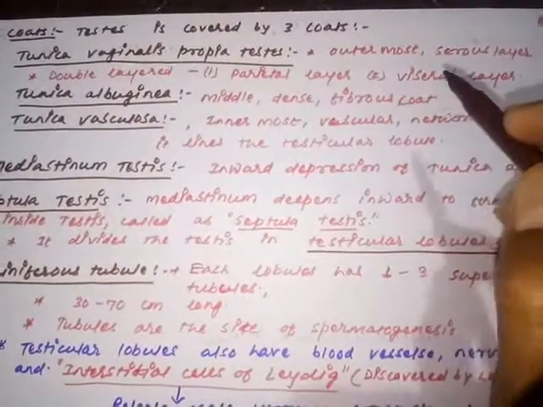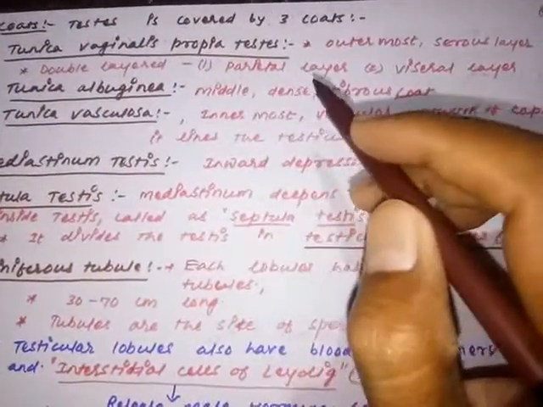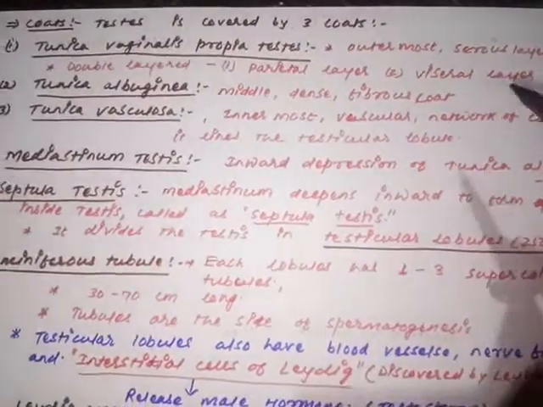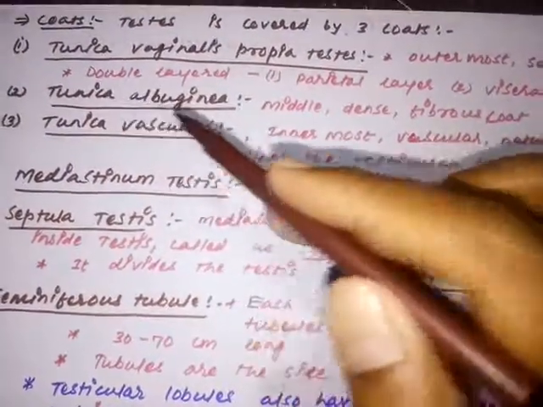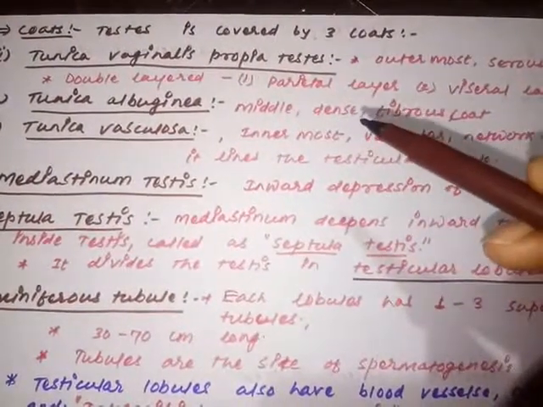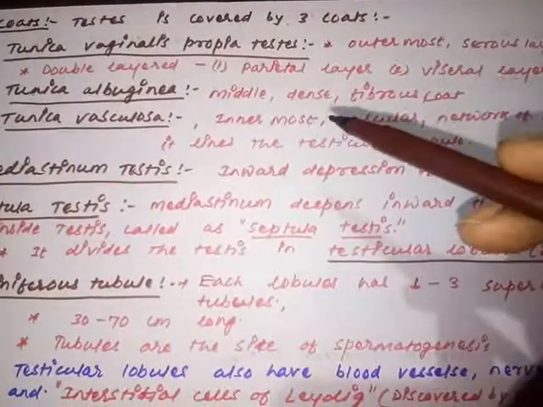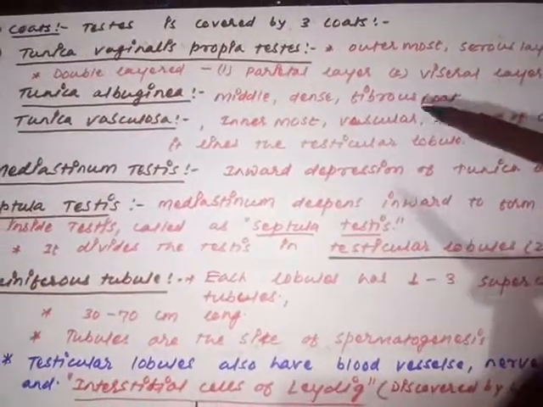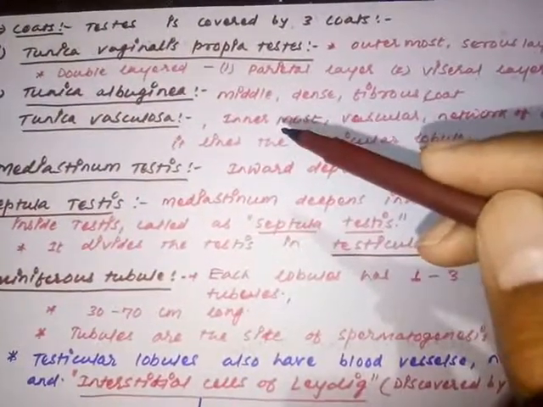So the outermost layer is the serous layer with a potential cavity, which is a double layered structure. The outer layer of the vaginalis propria testis is called the parietal layer. The inner one is called the visceral layer. The next one, the middle one, is called tunica albuginea. Once again, tunica albuginea is the middle layer, which is comparatively the dense layer and made of white fibrous coat. Are you getting my point? This is white fibrous coat, dense layer, arranged just below the tunica vaginalis propria testis.